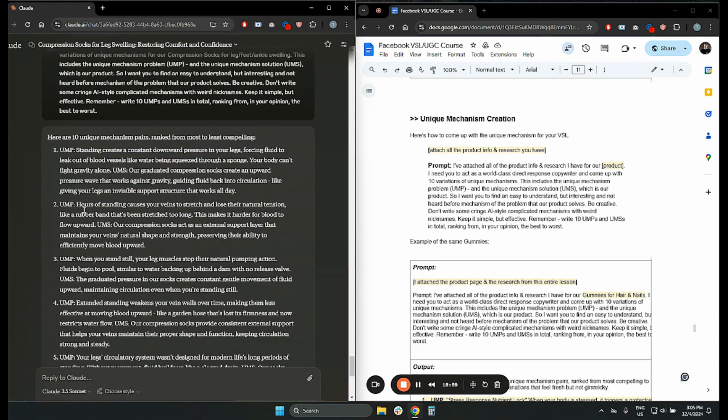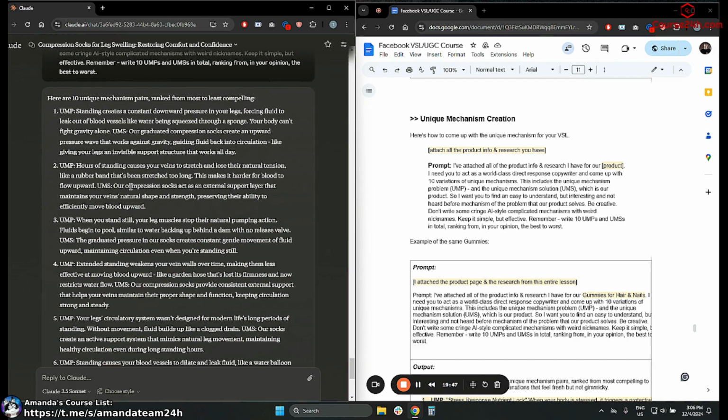Let's see what else it suggests. Hours of standing cause your veins to stretch and lose their natural tension, like a rubber band that's been stretched too long. This makes it harder for blood to flow upwards. Our compression socks act as an external support layer. I would use this mechanism if my target audience consists of people who stand instead of walking all day, like in their job, like a nurse would. They're standing and barely walking. Then I would use this one. But if they're walking and their calves are contracting, they might think it doesn't make sense.